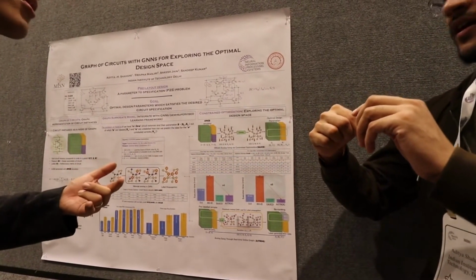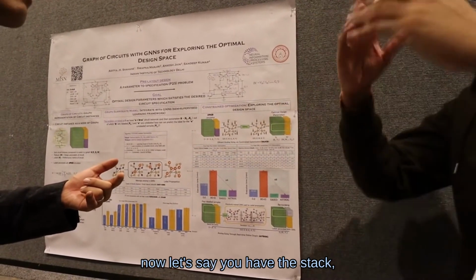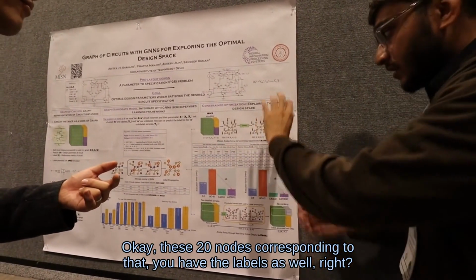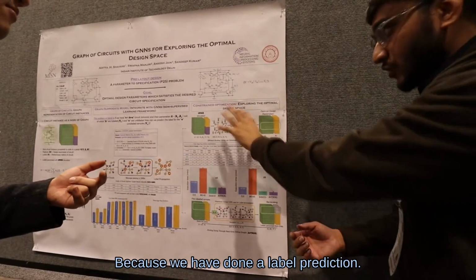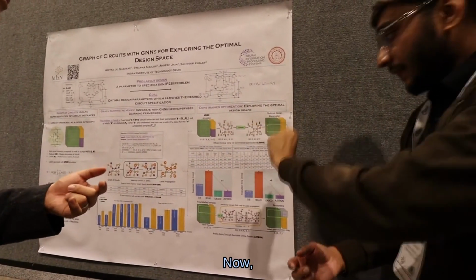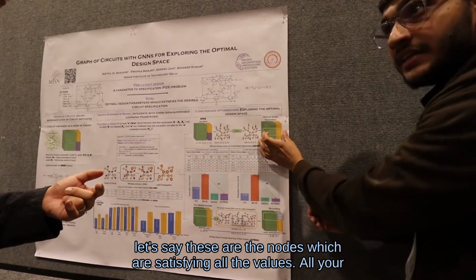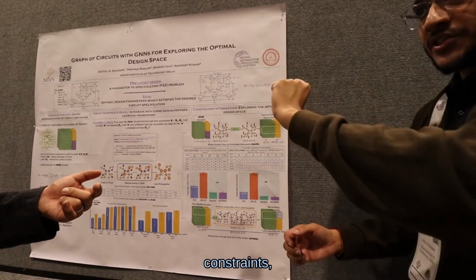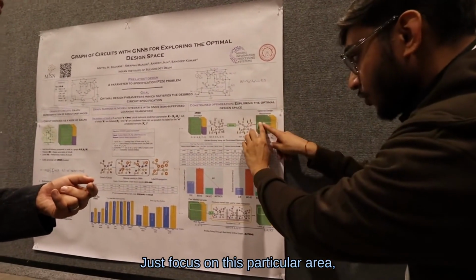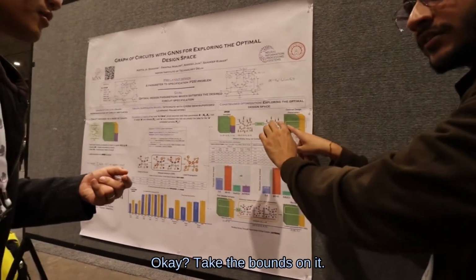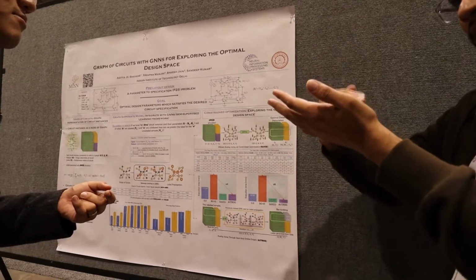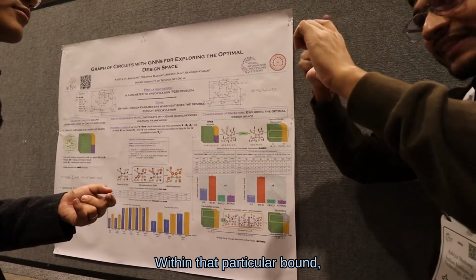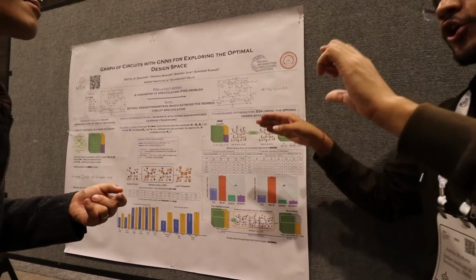What kind of new feature? See, the thing is, now let's say you have the stack. These 20 nodes corresponding to that, you have the labels as well, correct? Because we have done a label prediction. Now, let's say these are the nodes which are satisfying all your constraints. Just focus on this particular area, the feature one. Take the bounds on it. Understand where the feature vector is moving. Within that particular bound, run a DE algorithm.